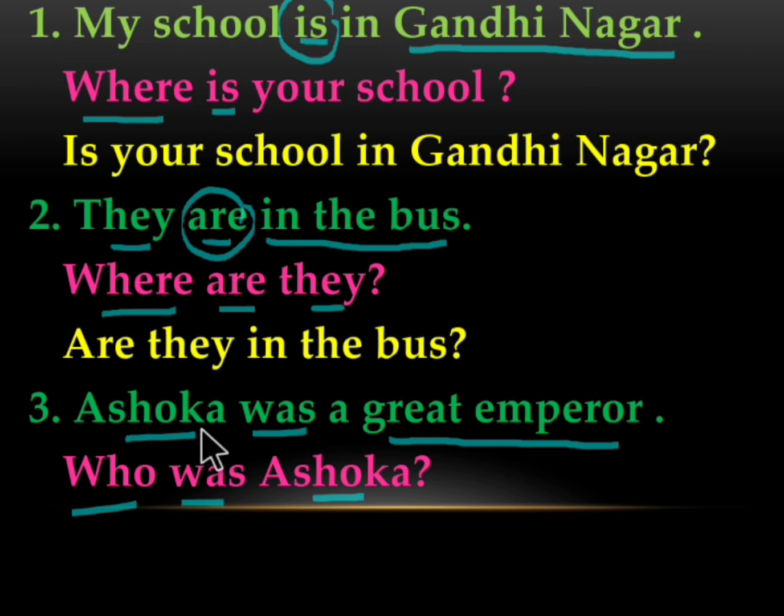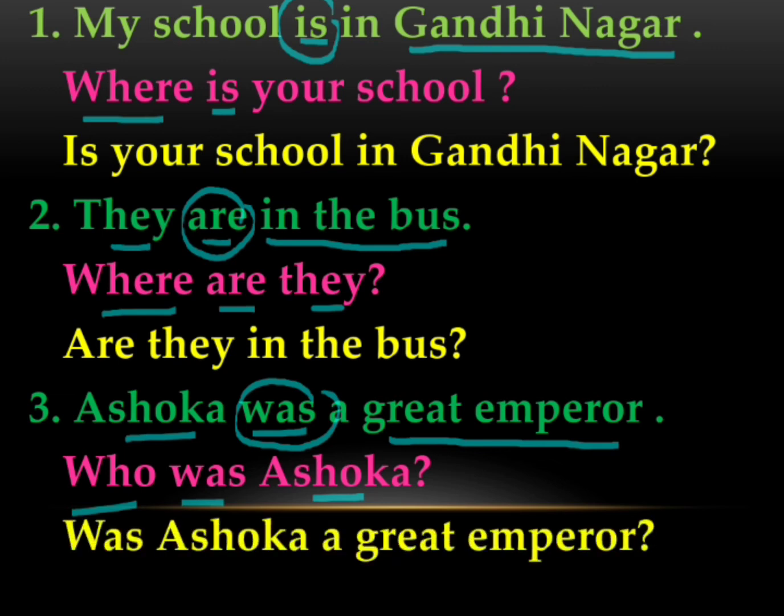We get the response. For the next question, Ashoka was a great emperor. The auxiliary verb is "was." So we begin with "was." Was Ashoka a great emperor? Yes, he was a great emperor. So we get the response.